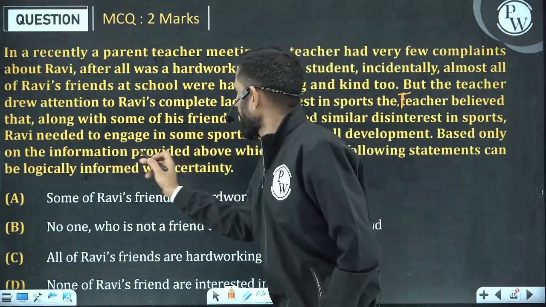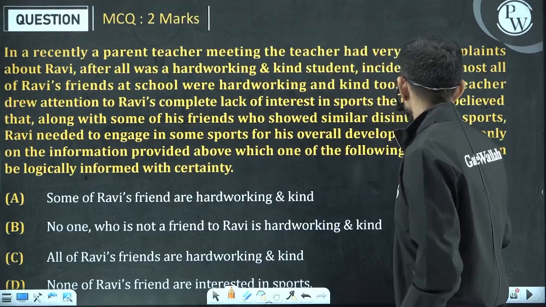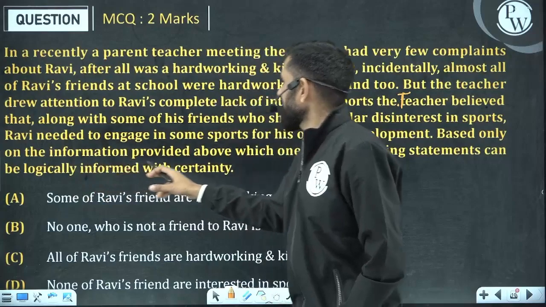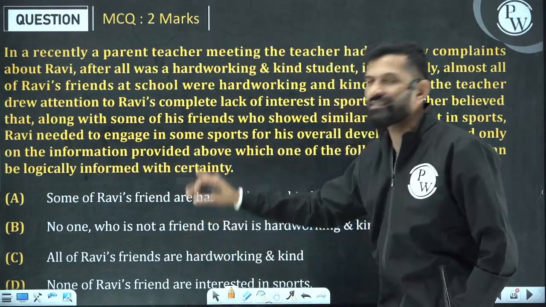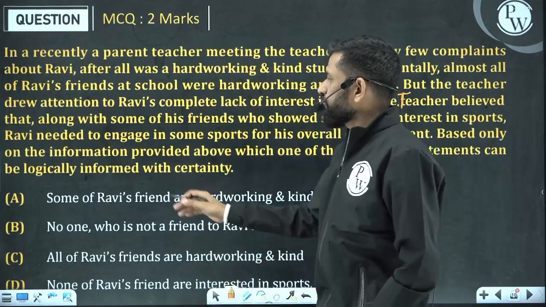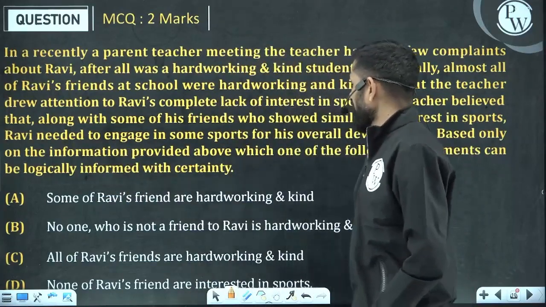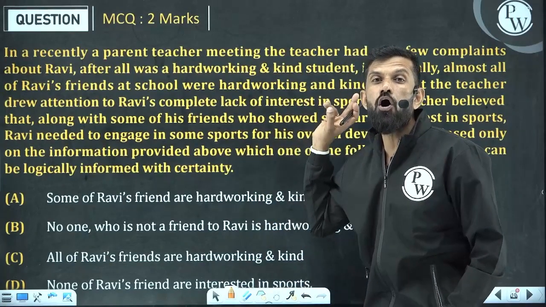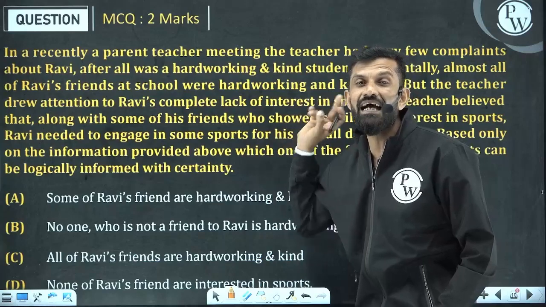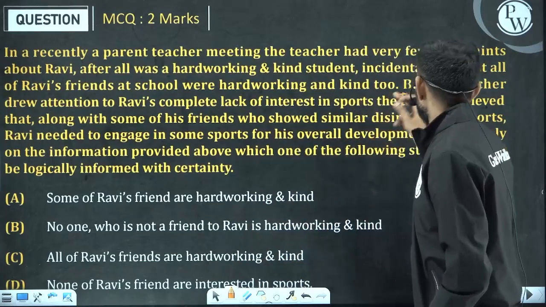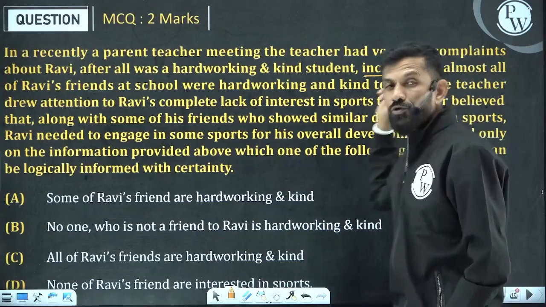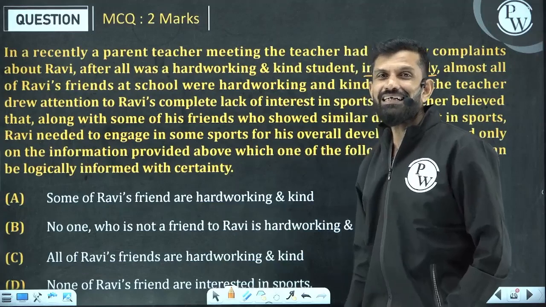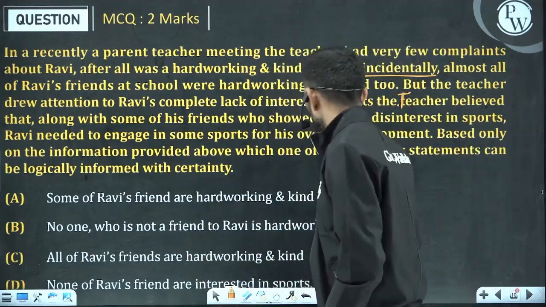Based only on the information provided above, which one of the following statements can be logically inferred with certainty? So, which information is correct according to the given information? If you see the first option, some of Ravi's friends are hardworking and kind. Some, few, no. They have clearly given that almost all of Ravi's friends were kind and hardworking. So this cannot be possible.